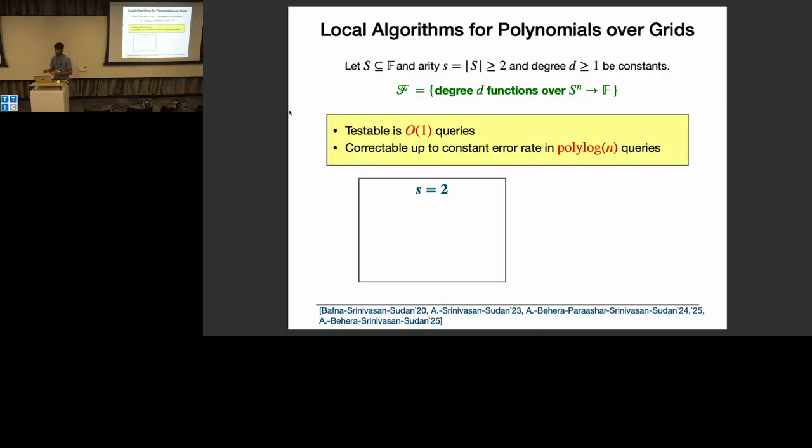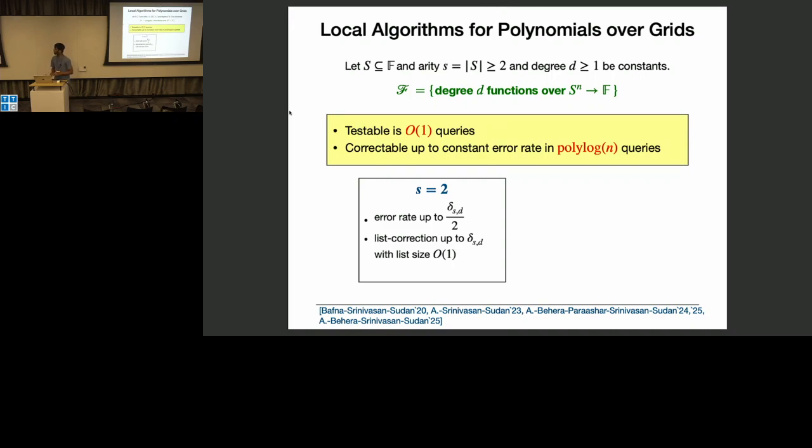And we show stronger things when the arity is 2. We show that you can locally correct up to error approaching half the distance of the code. Recall that delta_S is the relative distance of the underlying code, and we show that as long as the error is less than half the distance, you can get local correction. This is the so-called unique decoding regime.